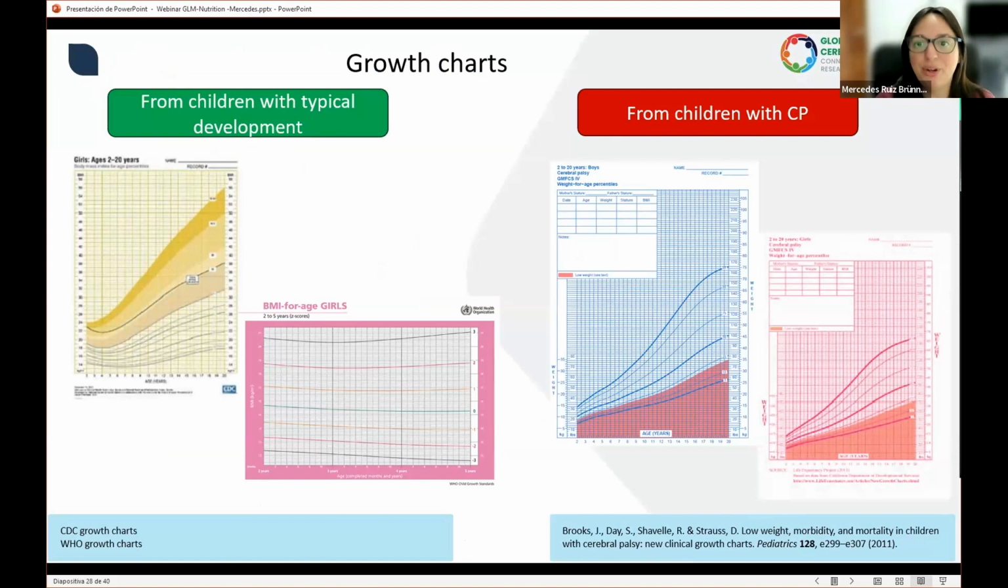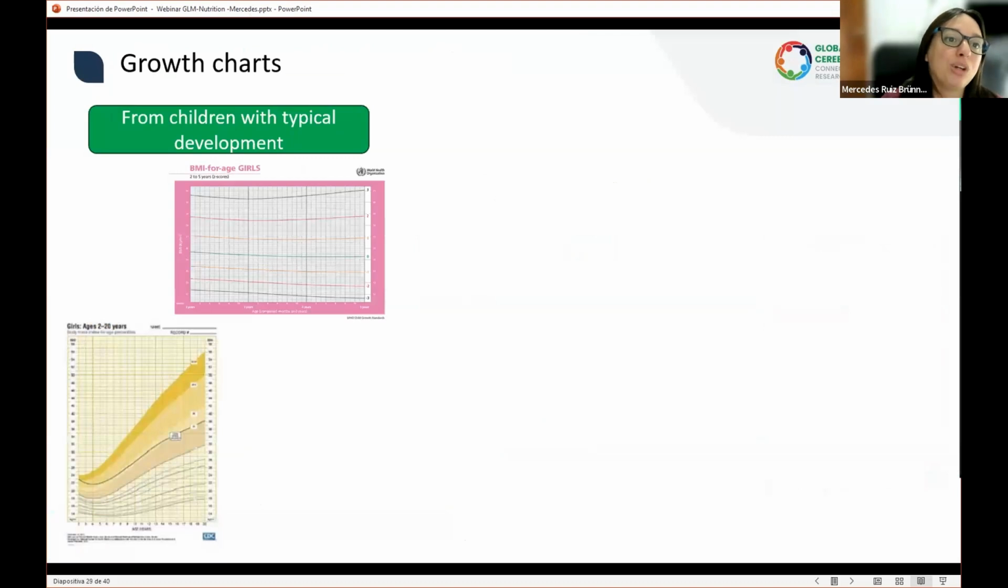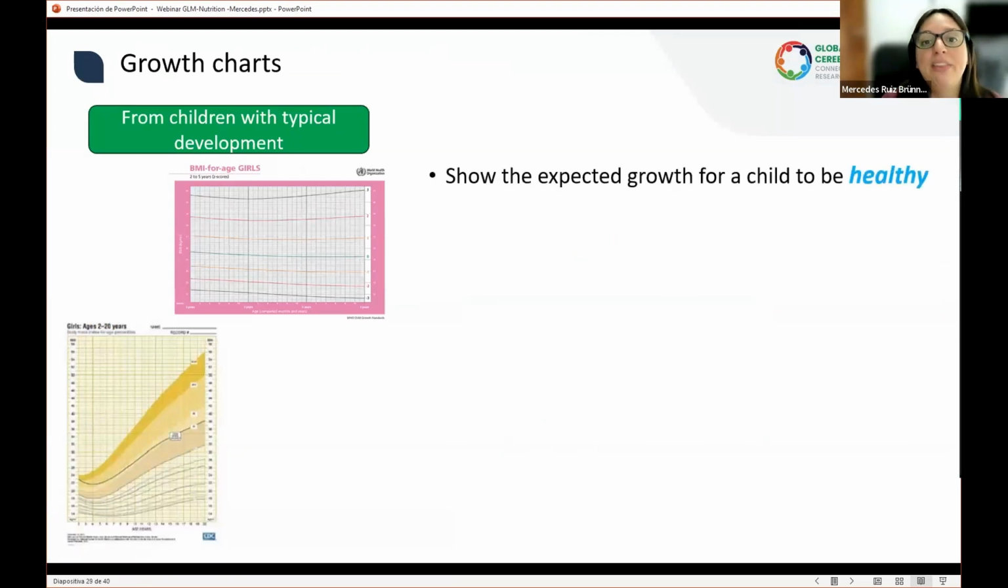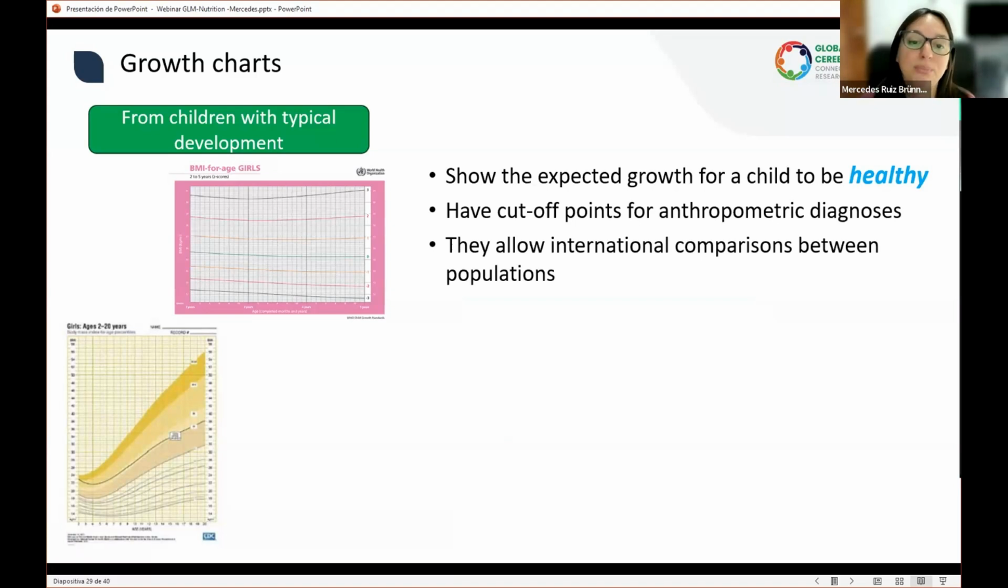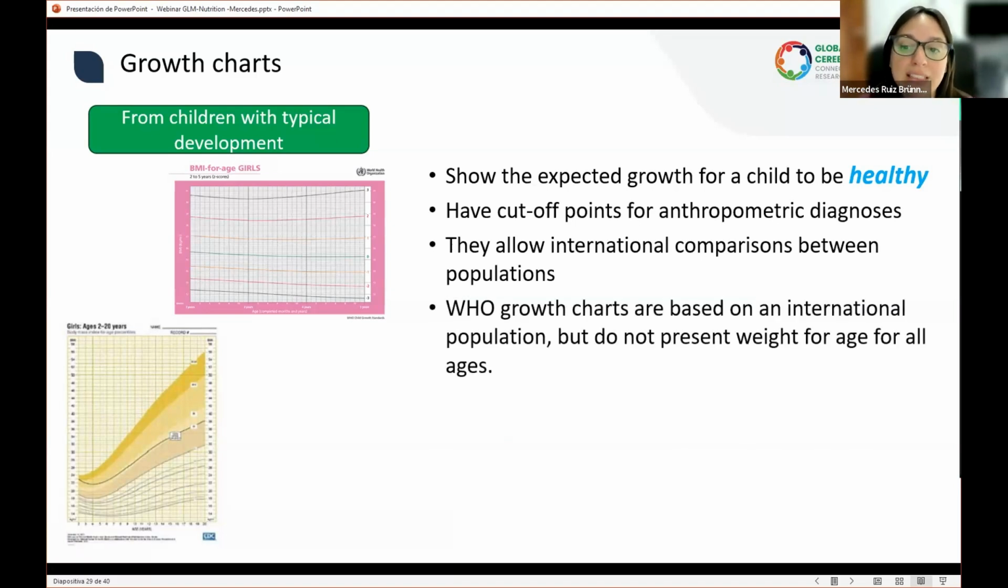I always try to say from children, not for children, because they came from data. Growth charts from children with typical development show the expected growth for children to be healthy. All the children included in these growth charts met some criteria to be considered healthy. They have cutoff points for anthropometric diagnosis. They allow international comparison between populations. WHO growth charts are based on an international population, so they have children from different countries.